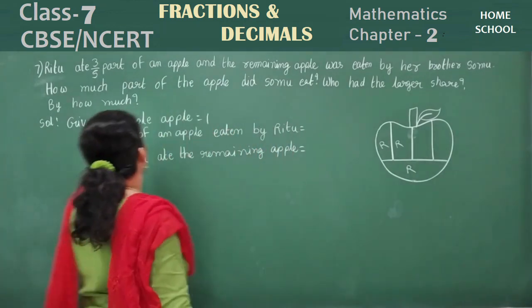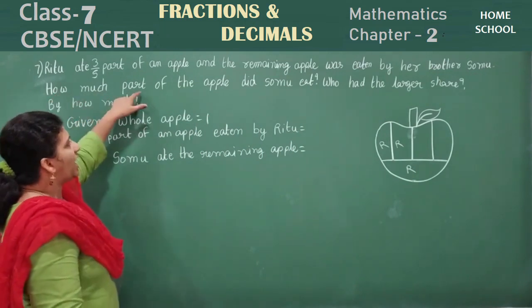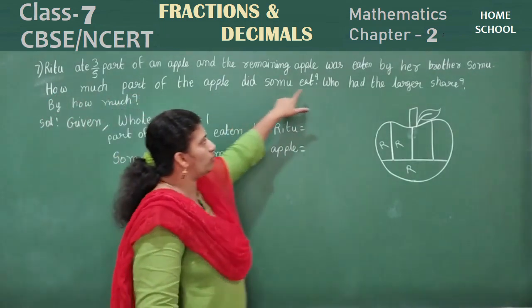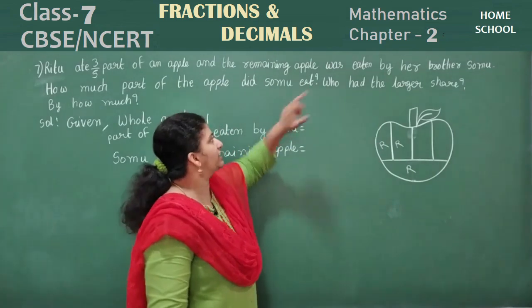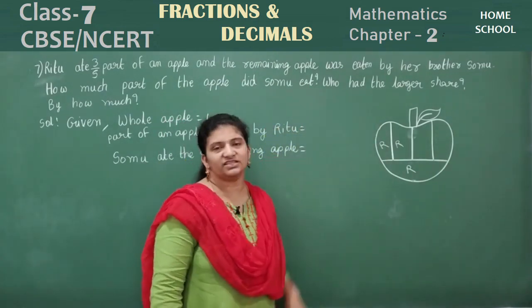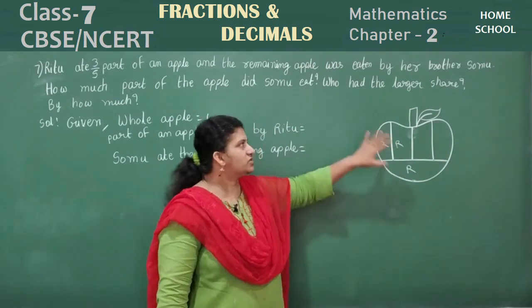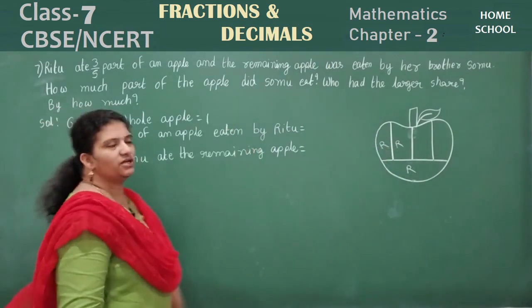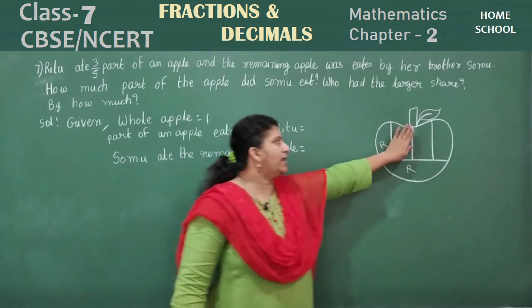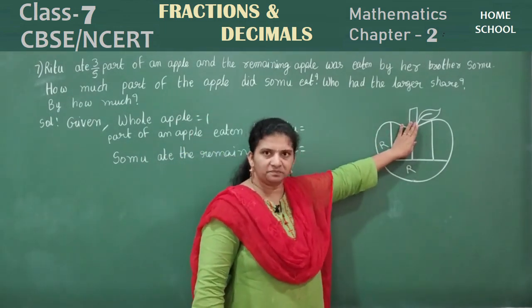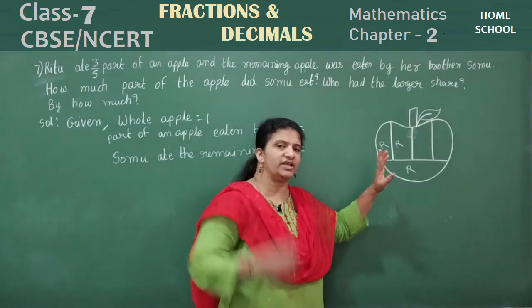So what is your question here? How much part of the apple did Somu eat? 2/5 part. Who had the larger share? Ritu had the larger share. 3 pieces, right? So, by how much? By how much means 1 part is more, right? Understand the question here children.